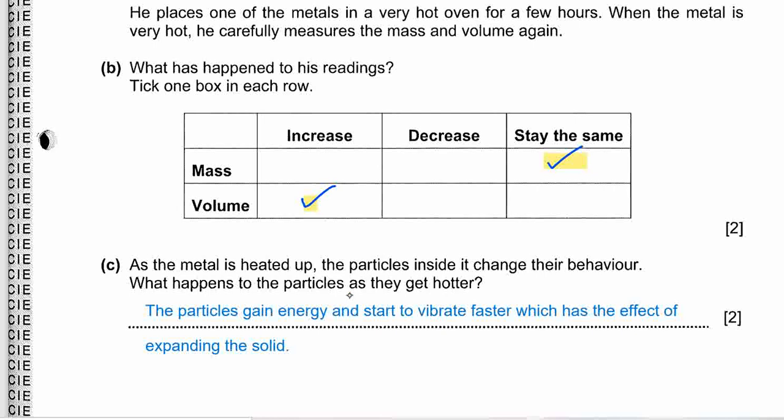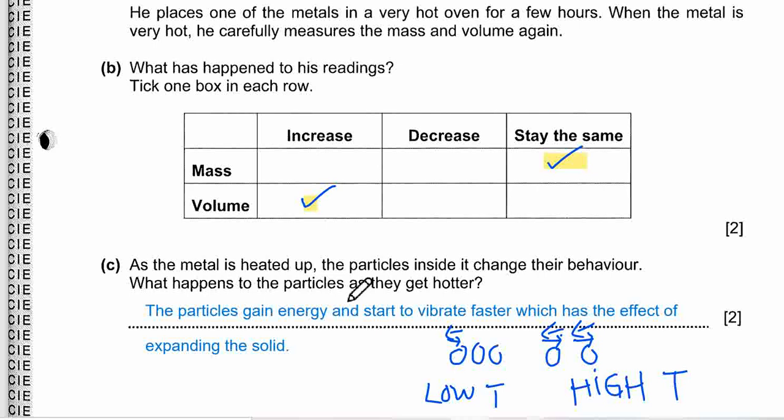So the particles of metal, instead of like this, as they get hotter, will start to vibrate more. So it needs more space. So there will be expansion. Here they vibrate very little. This is high temperature. So it needs space to vibrate. High temperature. This is low temperature.